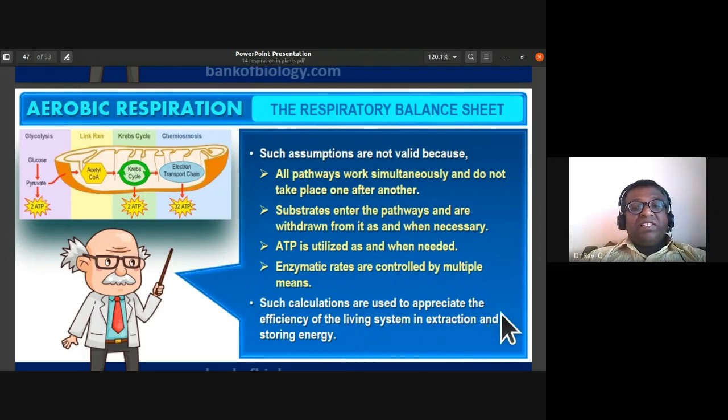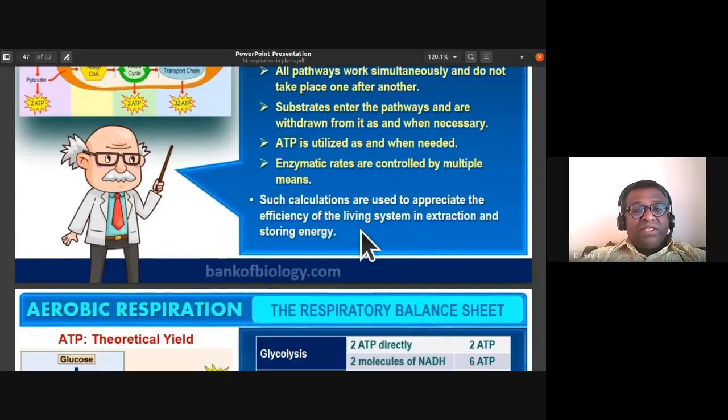Such calculations, whatever we are doing in the respiratory balance sheet, are used only for the purpose of understanding how many ATPs might be formed from the entire respiration process. But in nature, in reality, it doesn't occur. So such calculations of the respiratory balance sheet are used to appreciate the efficiency of the living system in extraction and storing energy. That is the only purpose of doing all this.